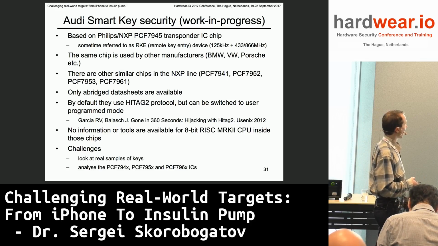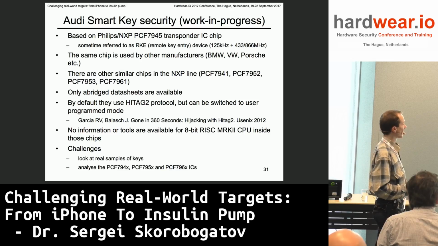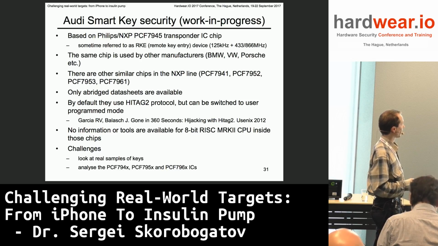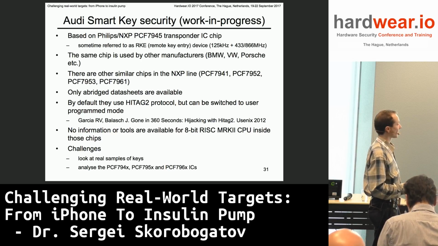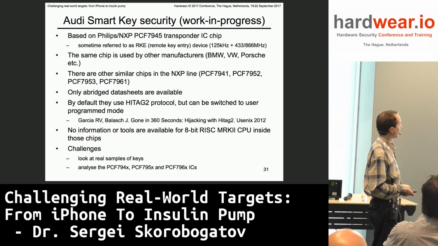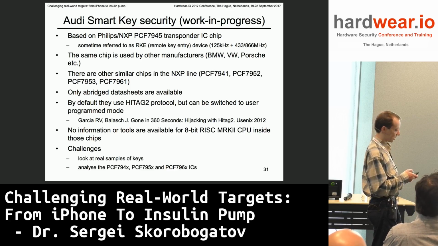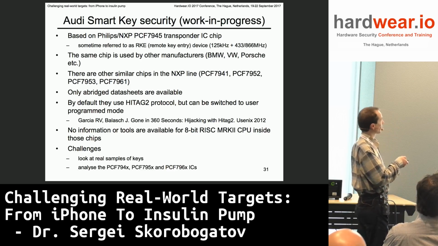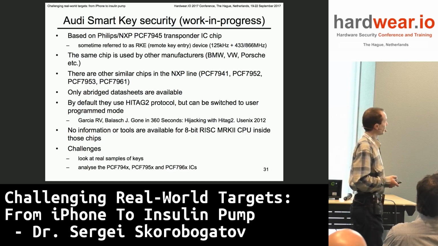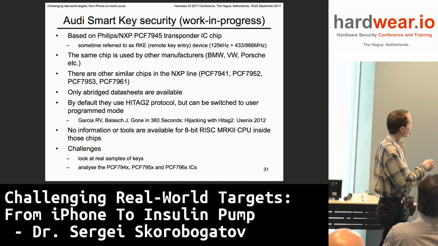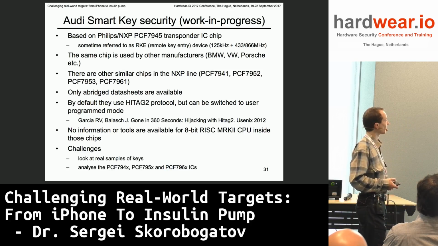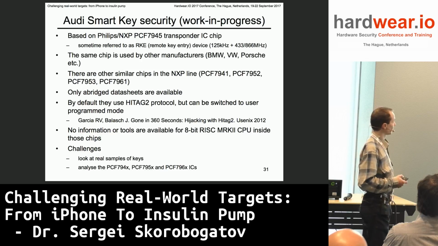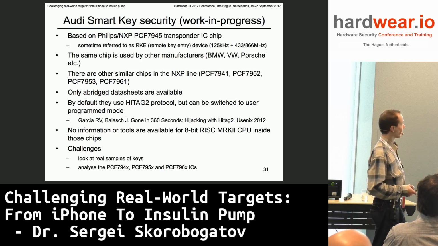And there are several similar chips in the line. They have different memory sizes and features. And for those chips, you cannot find the full datasheet because only restricted information is available online. By default, those chips also use the very old Hitag 2 protocol, which was proved to be easy to break 5 years ago by the Flavio Garcia team.